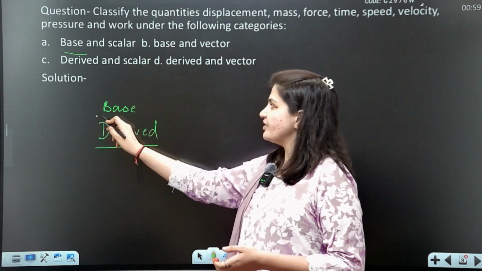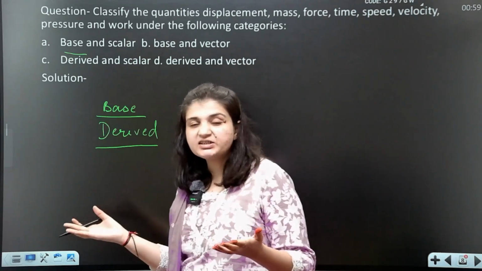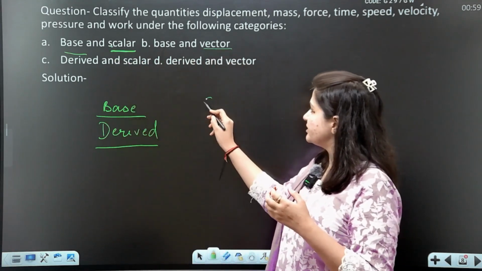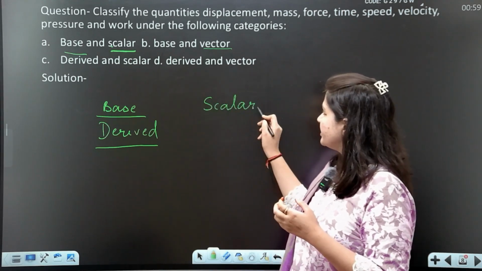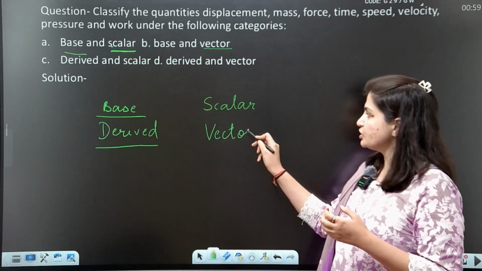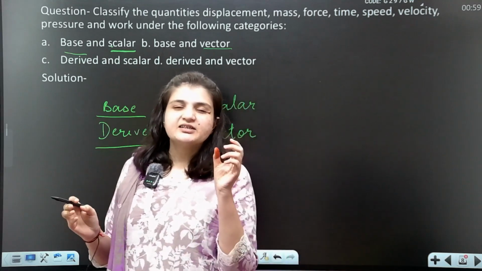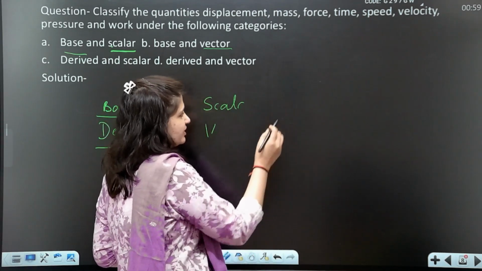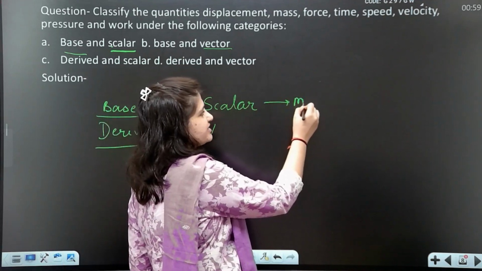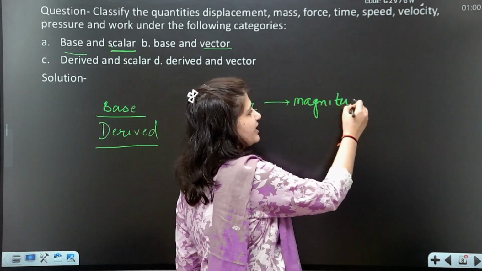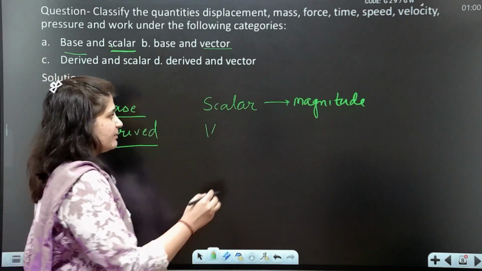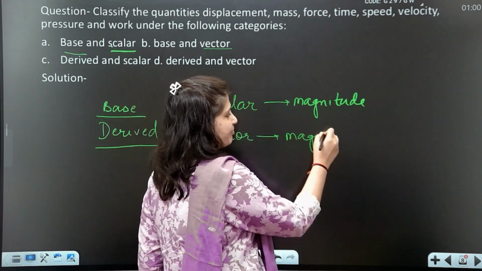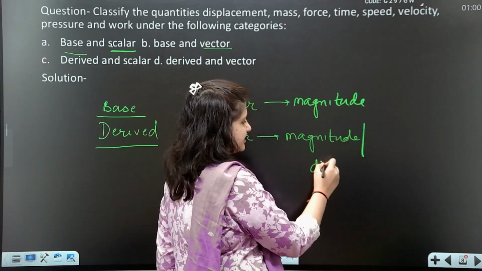In physics we have various types of quantities. We have base quantities, we have derived quantities. Another way we have divided the quantities is into scalar quantity and vector quantity. So students, what is a scalar and a vector? A scalar has only magnitude, and a vector quantity has magnitude as well as direction.